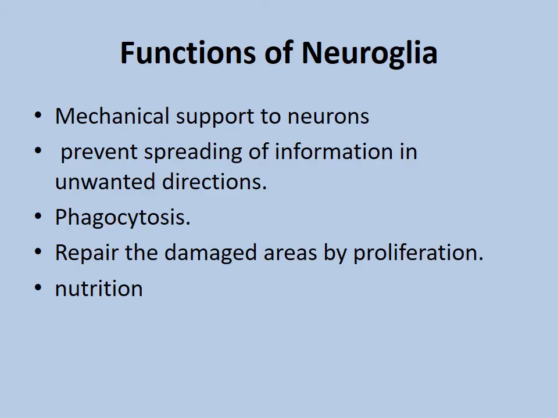So neuroglial cells provide mechanical support to the neurons. They prevent the spread of information in unwanted directions. They have a phagocytic function. They repair the damaged areas by proliferation, that is, they help in the regeneration process, and they also provide nutrition.